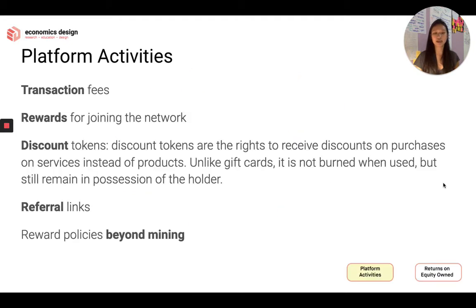So what about the business application? The things about platform activities could be stuff like transaction fees, rewards for joining the network, discount tokens, referral links, and different kinds of reward policies. Transaction fees are quite a common thing. This is one of the reasons to incentivize people to continue staying on the platform. It can be through staking, by being a miner or a validator, or being part of this ecosystem. You get to earn transaction fees, and you also get to pay transaction fees.